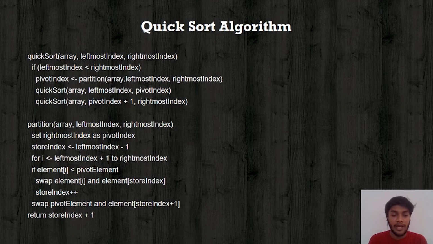Now if element I is less than the pivot element, what was the pivot element? The pivot element was 2. So we have to swap the element I with the element at the store index. Now the store index would be incremented, which is explained here. And now we have to place the pivot element at its index, so we have to return it.